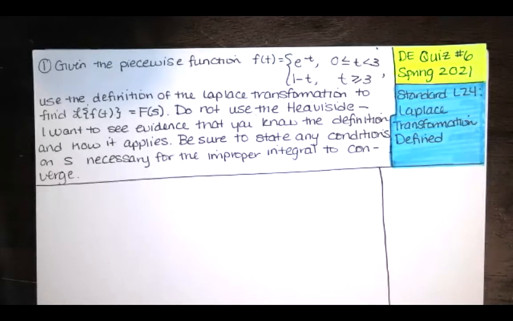In this video, we solve problems 1, 2, and 3 from Differential Equations, quiz number 6 for the spring 2021 semester. There were multiple versions of this quiz. This is version A. Problems 1, 2, and 3 cover standard L24, which is about the definition of the Laplace transform. So in the first problem, you're given a piecewise function, and you'll just use the definition to find the Laplace transformation of that function.